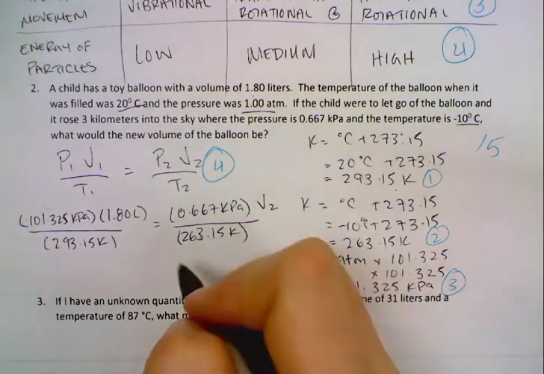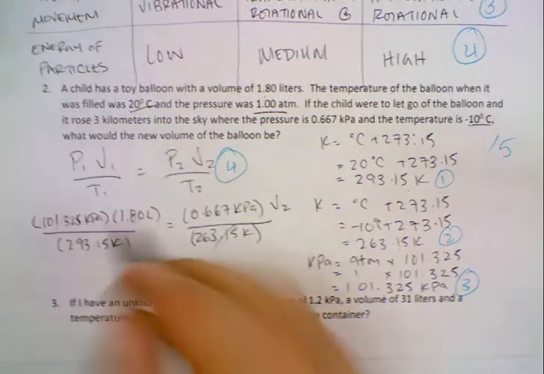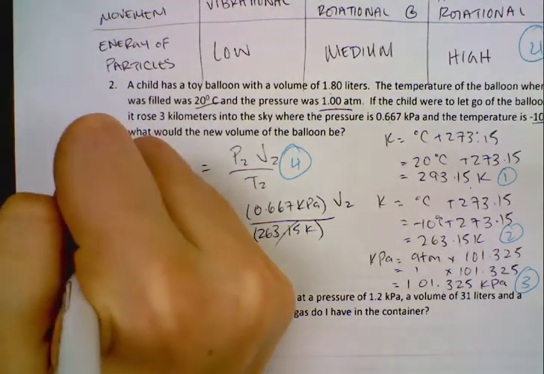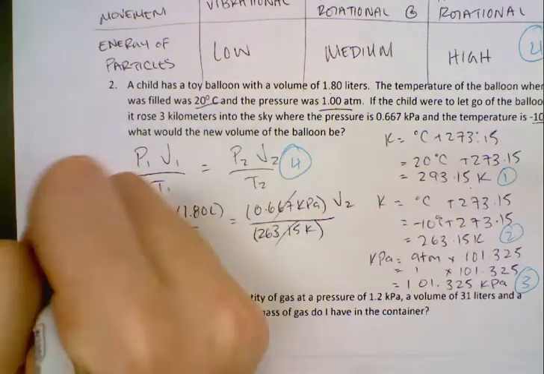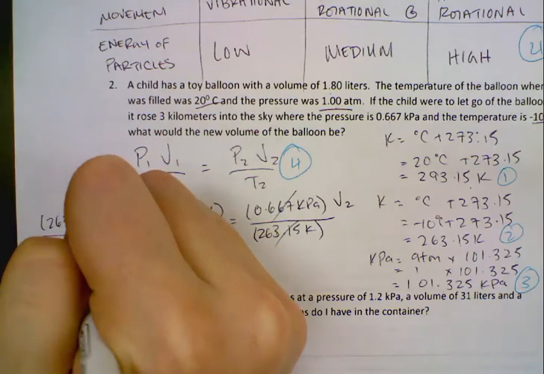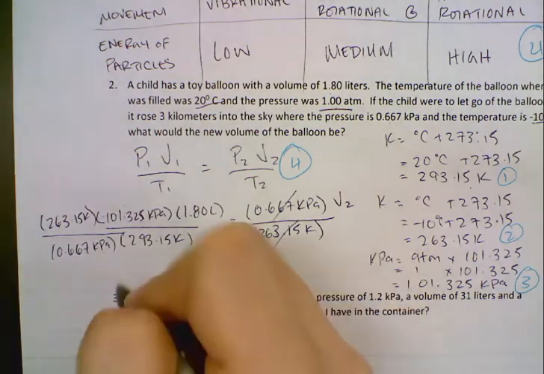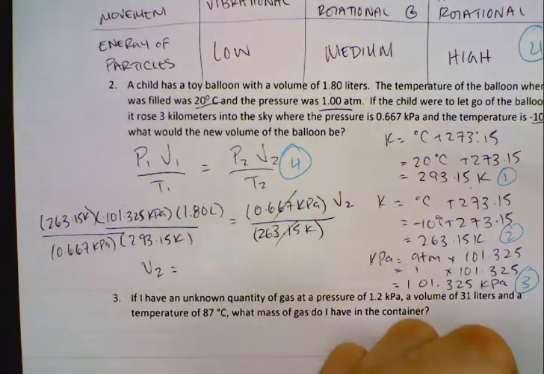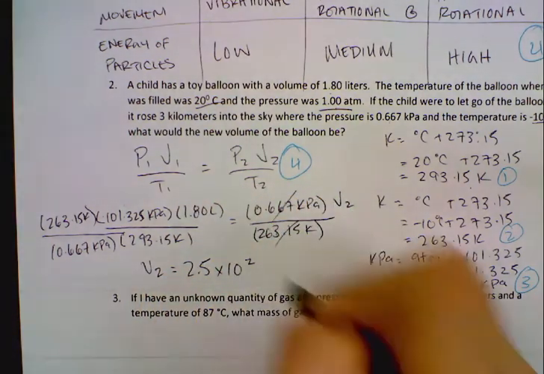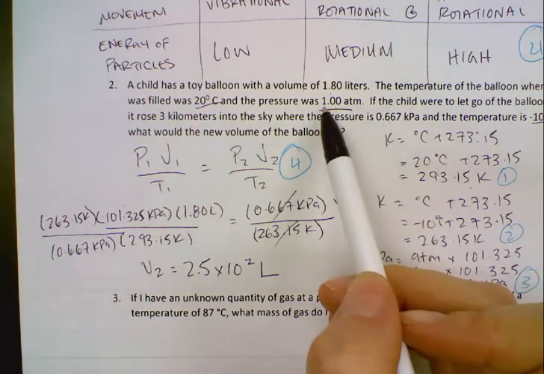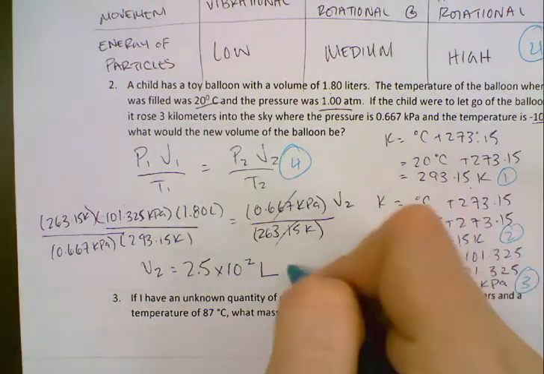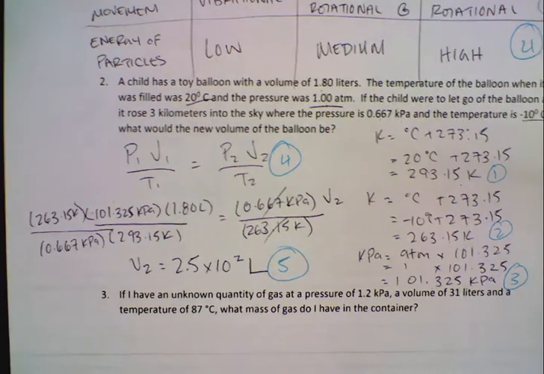Okay, so to get rid of this, we multiply both sides by that. And to get rid of this, we're going to divide both sides by that. If you plug that into your calculator, you should get a volume of 2.5 times 10 to the 2 liters. We've done that because we need to reduce it to 2 significant figures. So that's going to be our 5th mark.